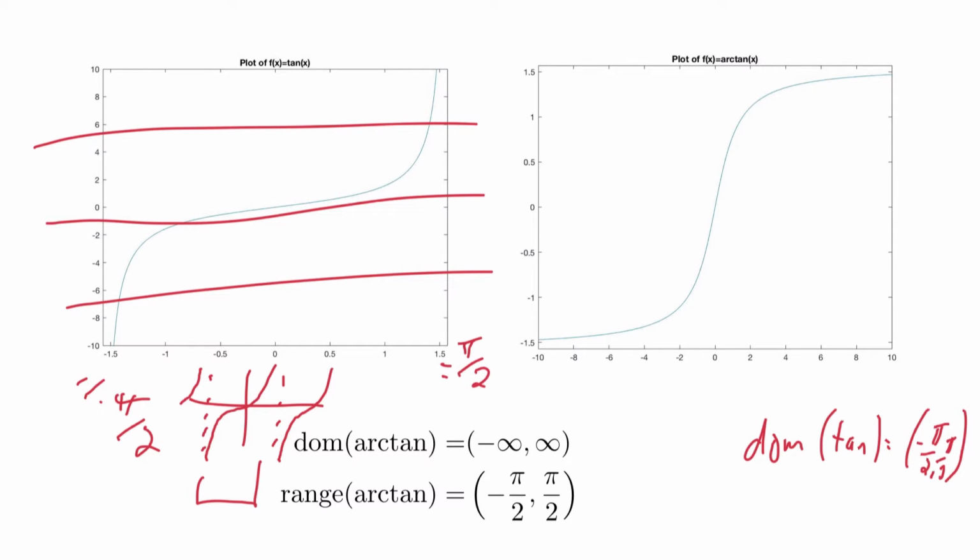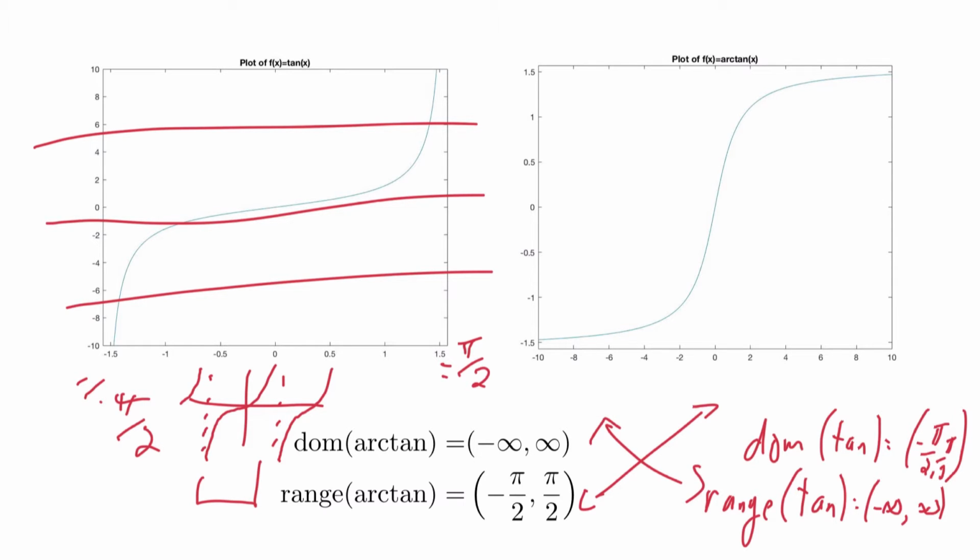So the domain of tangent was minus pi over 2 to pi over 2, and the range was everything. So these switch. Now keep in mind, I'm using open parentheses around the minus pi over 2 and the pi over 2 because I don't include the endpoints. The reason is simply that at negative pi over 2 and pi over 2, tangent's not defined. This is where I have the asymptote.